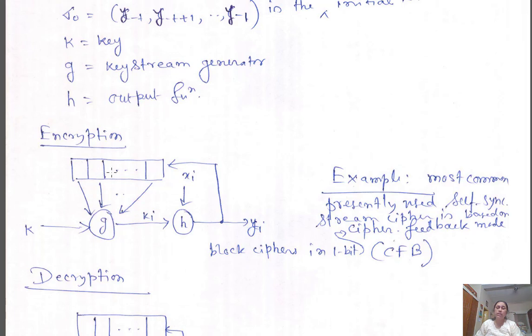T many values it is remembering, the previous t minus 1 ciphertext digits. And the next ki plus 1 is generated using these values together with this k. This way it operates.